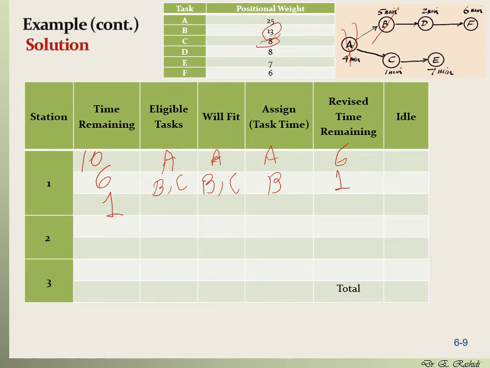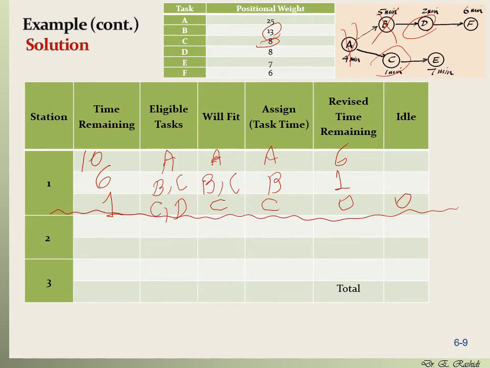We assign task B. Now we have two eligible tasks, task C and task D. C and D. Do they fit? Well, task C does fit, but task D does not because it would require 2 minutes. So the only task that we can assign is task C. And since it's just one task, we're going to assign it. And we're going to end up with 0 minutes left. So we're going to close workstation 1. So 0 minutes idle time.